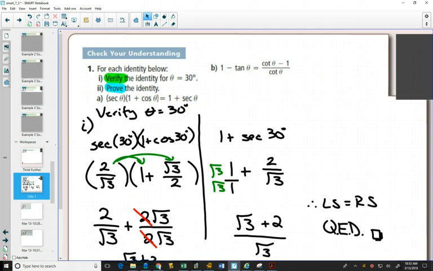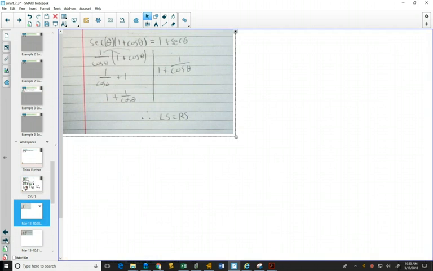So here's our first proof, our first example. This person changed the secant to 1 over cos on both sides. They took the 1 over cos and distributed it and got 1 over cos plus 1, which is the same as 1 plus 1 over cos. Left-hand side equals right-hand side. So there's one technique, changing the secant right away to 1 over cos.